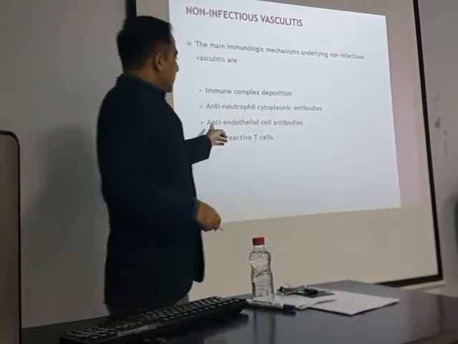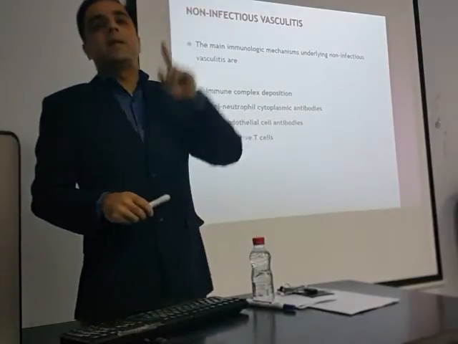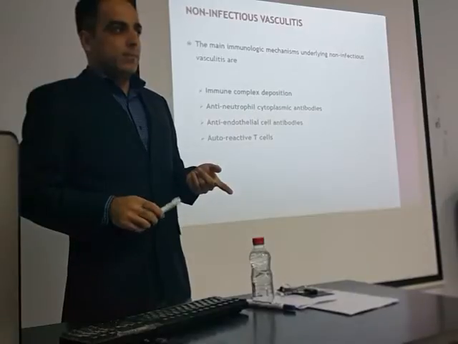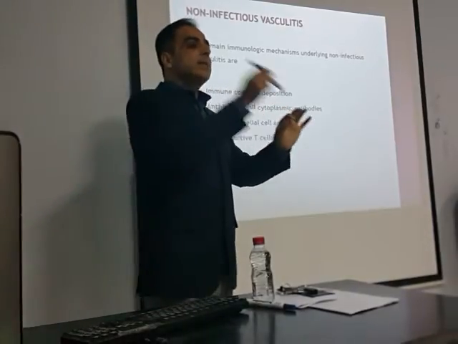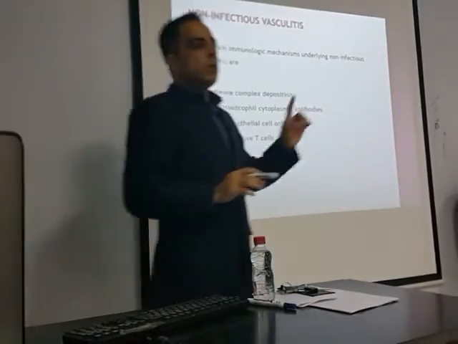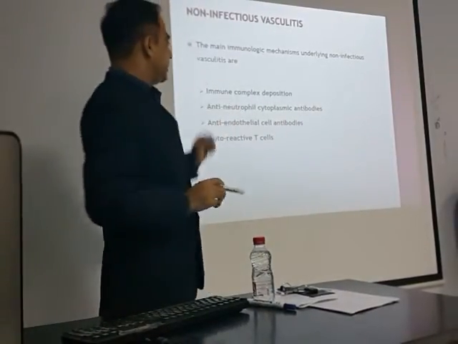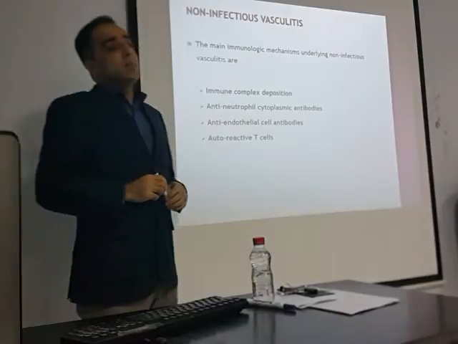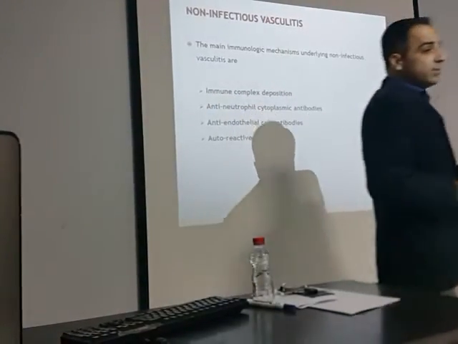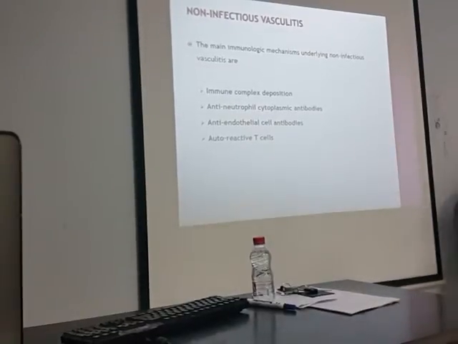Third, anti-endothelial cell antibodies, like in Kawasaki disease. These are directly against the endothelial cells. So these antibodies come and attack the endothelial cell, and we call them anti-endothelial cell antibodies. Then sometimes we have autoreactive T cells. T cells can attack the vessel wall directly.